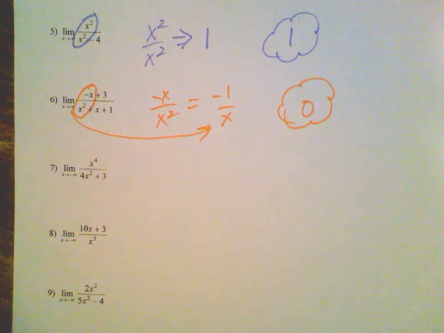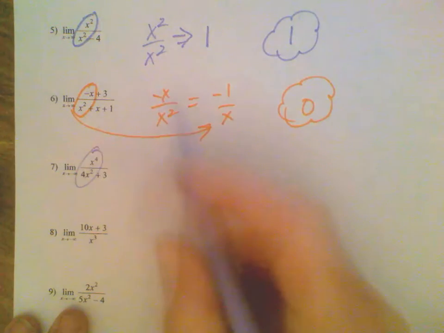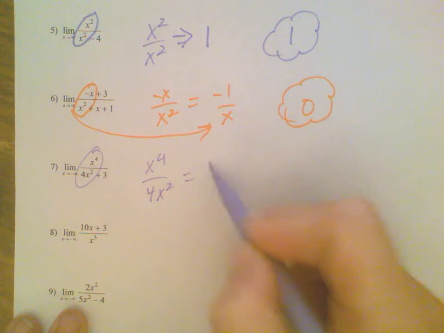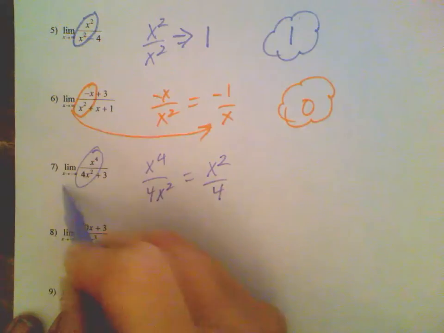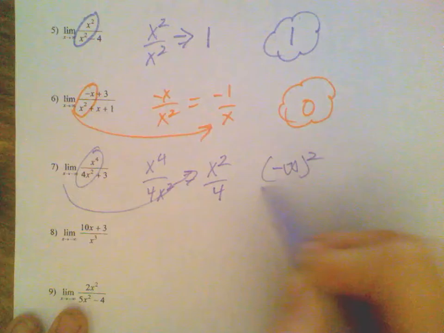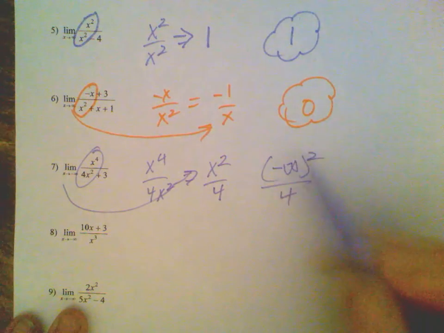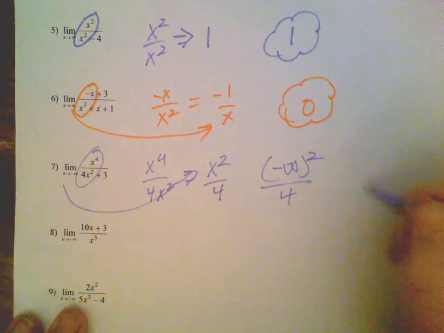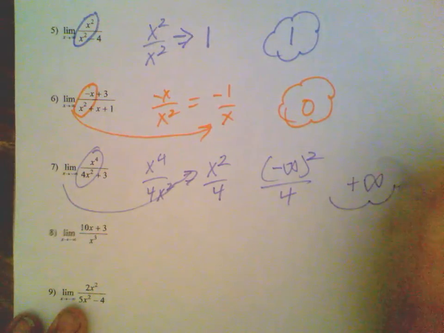Let's try our next ones. I think you probably get the gist of this. Here I have x to the 4th over 4x squared, which reduces down to x squared over 4. I'm plugging in negative infinity. That's negative infinity squared divided by 4. A really enormous, large negative number squared makes it positive. Even if I divide it by 4, it's still very positive. Positive infinity.